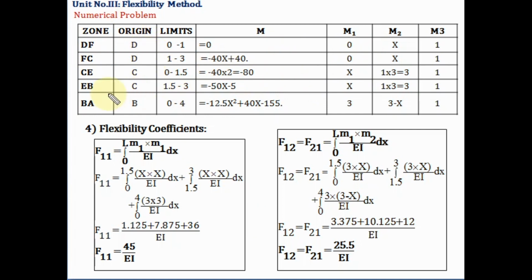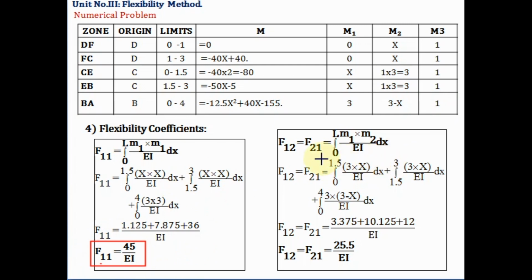Then for C, the limit is 0 to 1.5, so x into x upon EI, plus for EB again the limit is 1.5 to 3, again x into x. And for BA, the limit is 0 to 4, 3 into 3 upon EI into dx. If you solve this integration on the calculator, we'll get this value, and the final value of F11 is 45 upon EI. So this is the value of F11.